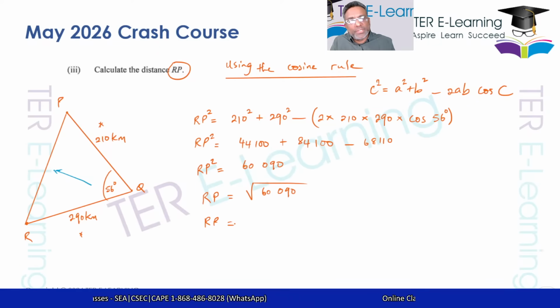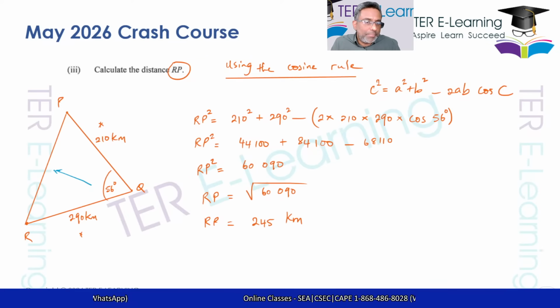So RP is equal to, using the second function square root, about 245. And make sure, since this question was in kilometers, you use the same unit here, kilometers.